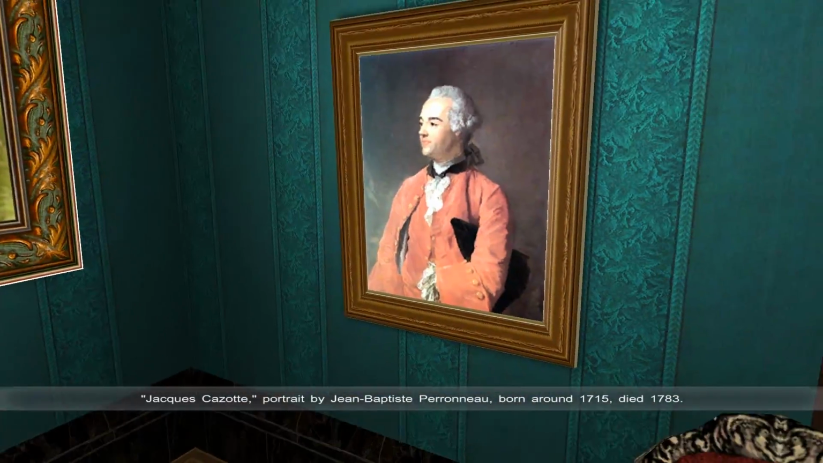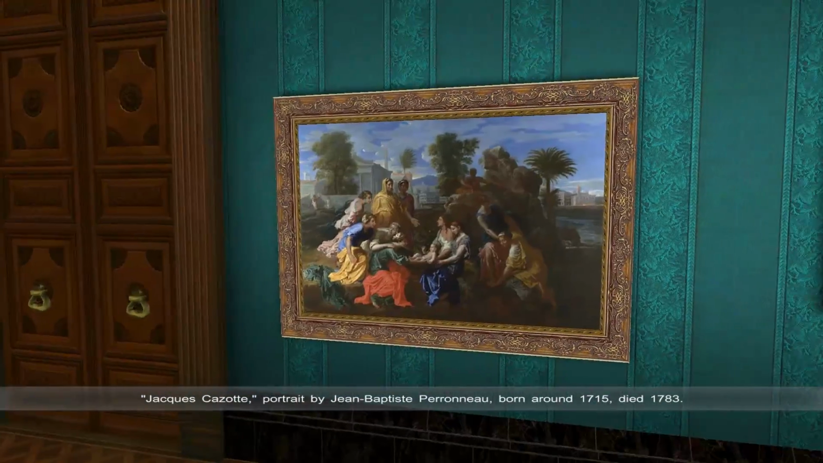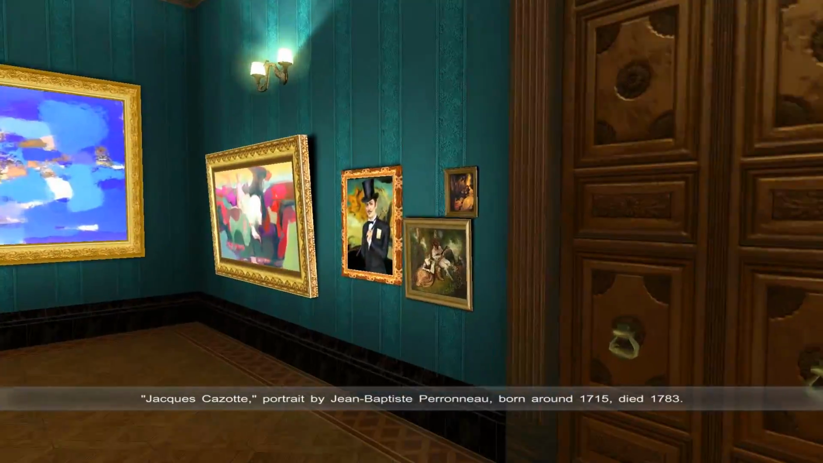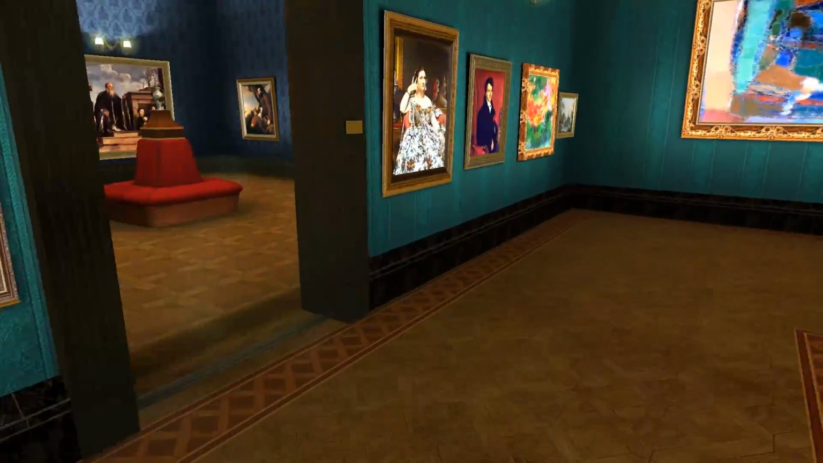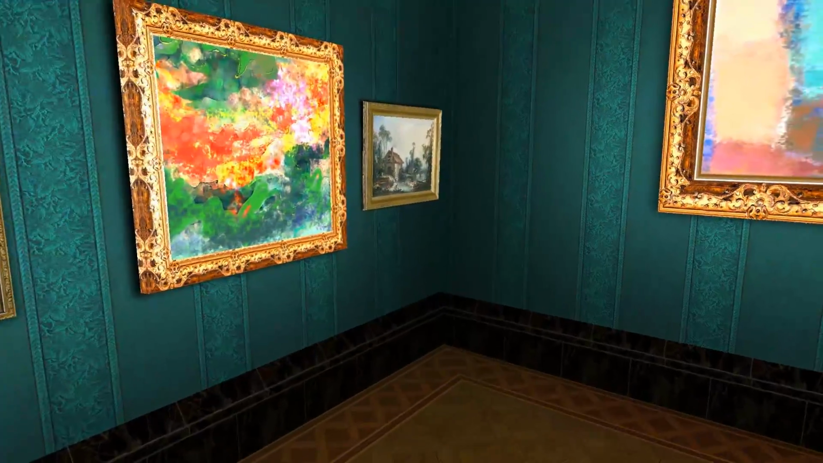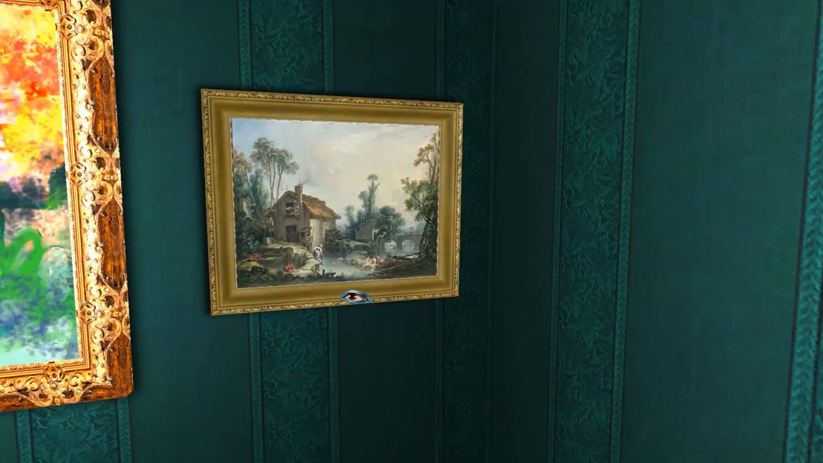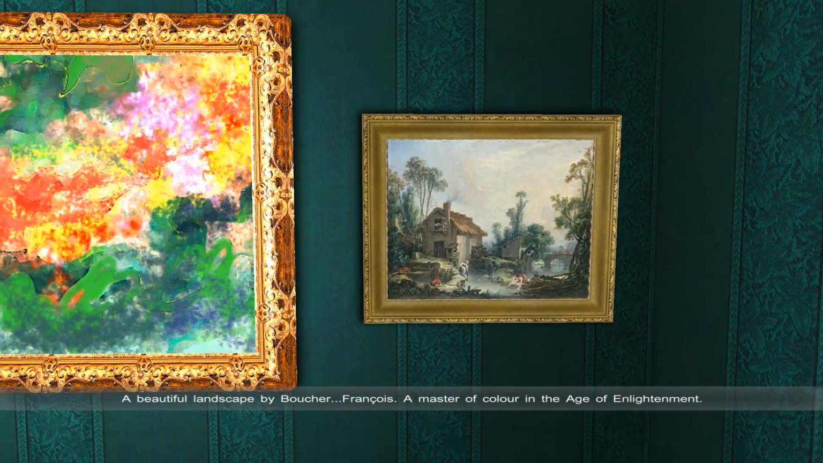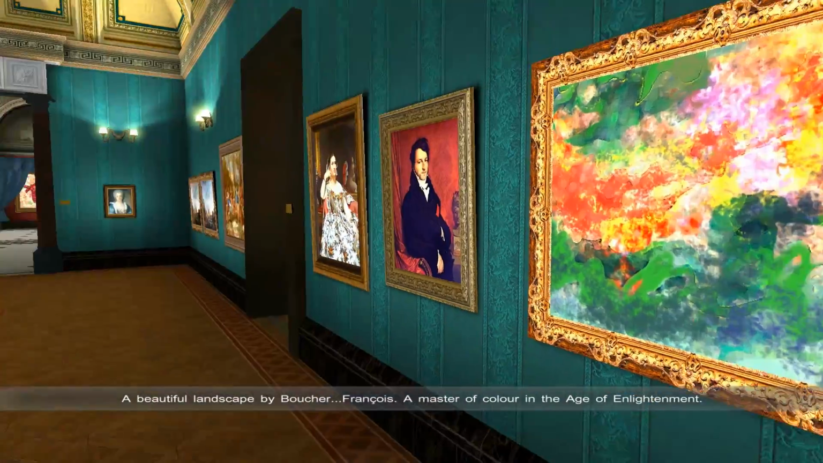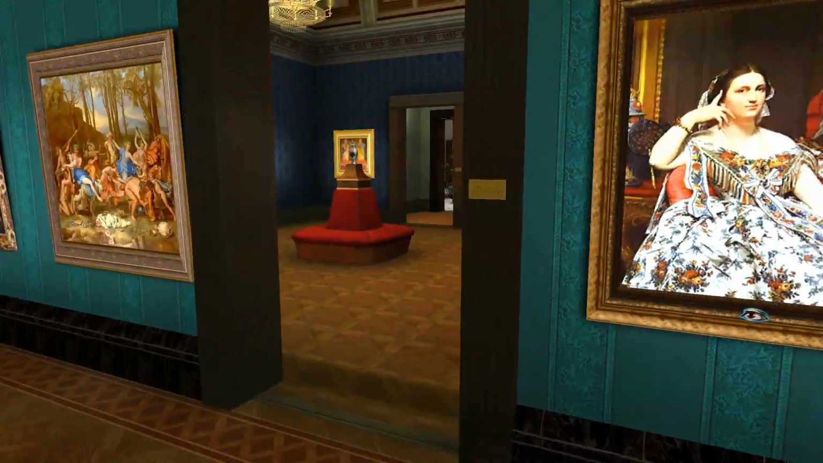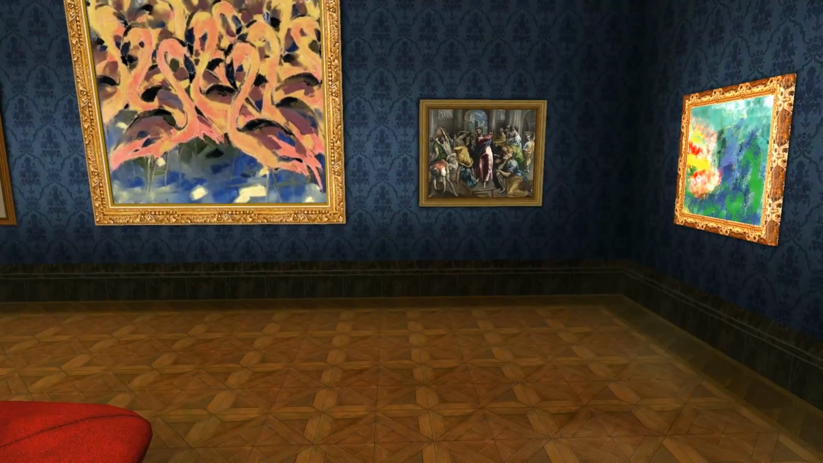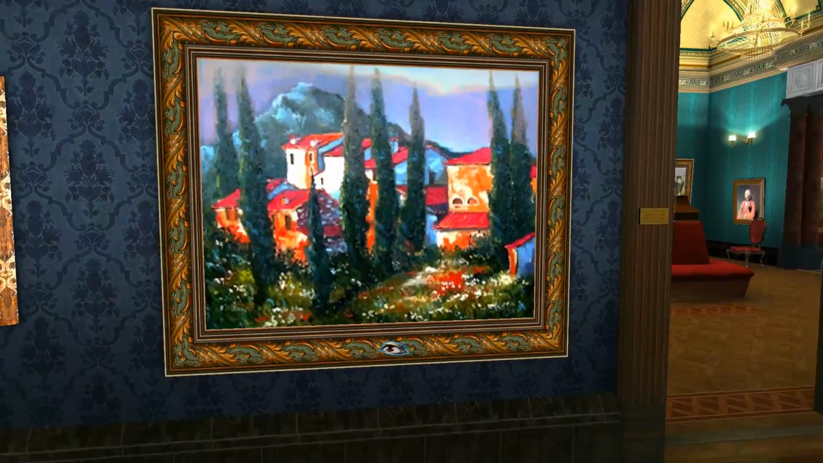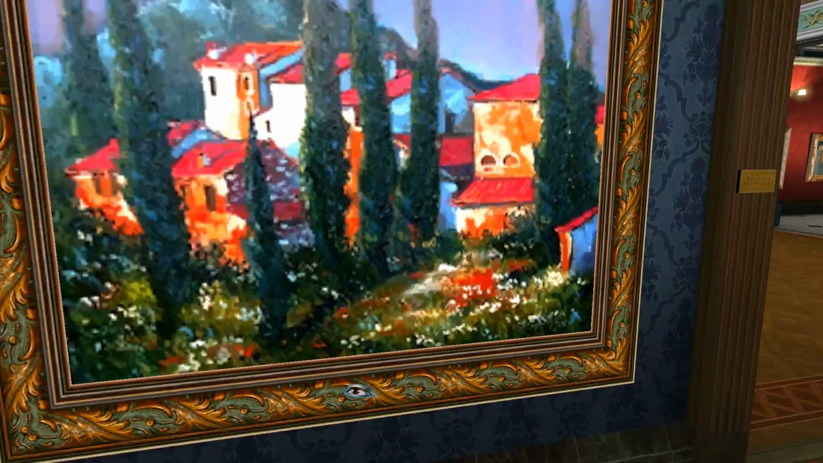Jacques Cazot, portrait by Jean-Baptiste Perronneau. Born around 1715, died 1783. Yeah, part of me's like, oh, I could just look at... A beautiful landscape by Boucher, François, a master of colour in the Age of Enlightenment. Part of me's like, oh, you could just get a... just look at the hint. Just look at a hint.